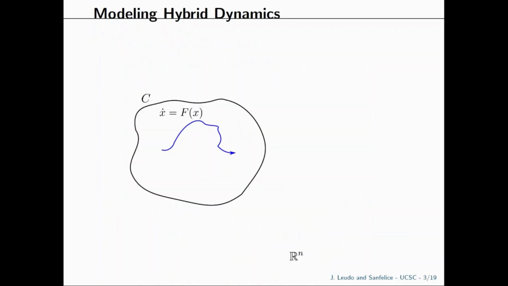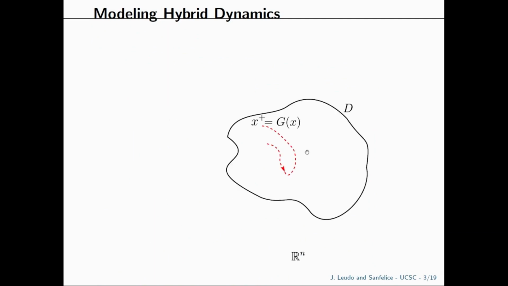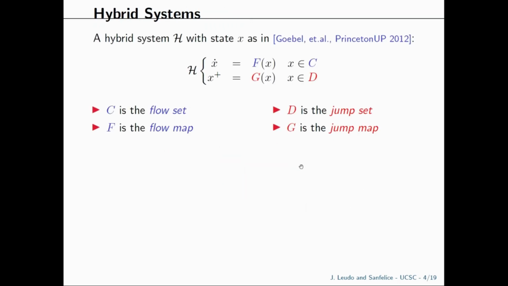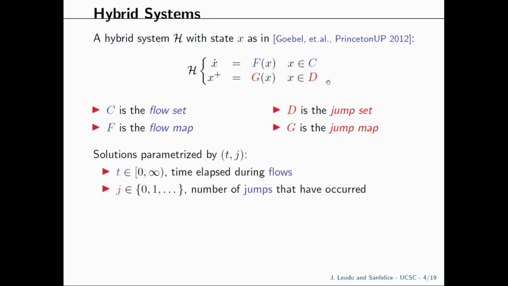To model hybrid dynamics, consider the case in which a state is allowed to evolve continuously via flow when it is found in a given set C, and it is allowed to evolve discretely when it is found in a given set D. And when these two sets intersect, trajectories potentially evolve hybridly in time. So we employ the framework by Goebel et al. Hybrid systems with state x are modeled based on a differential equation defined in terms of a flow map F when the state belongs to a flow set C, and a difference equation defined in terms of a jump map G when the state belongs to a jump set D.